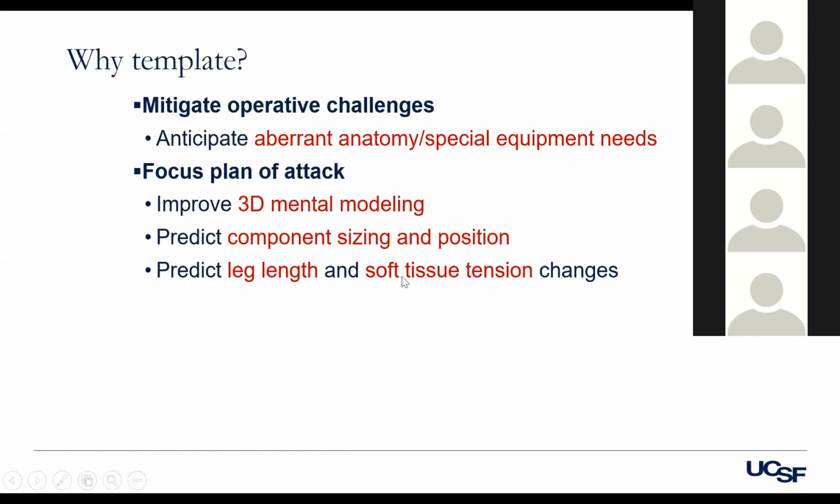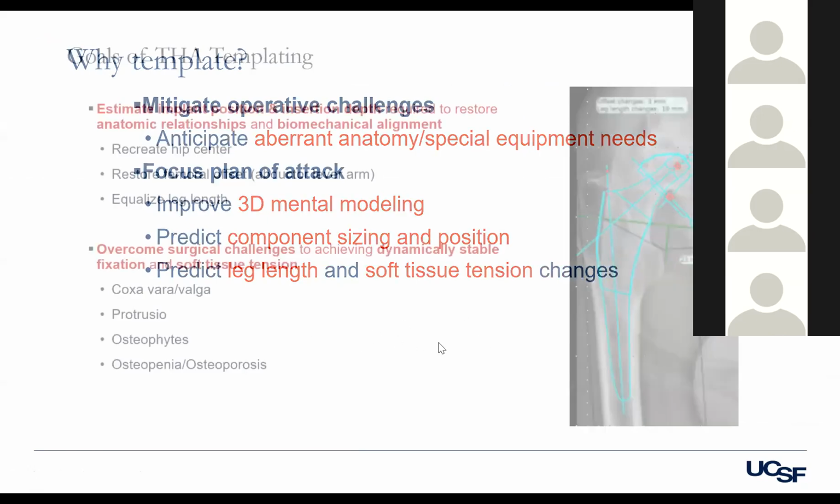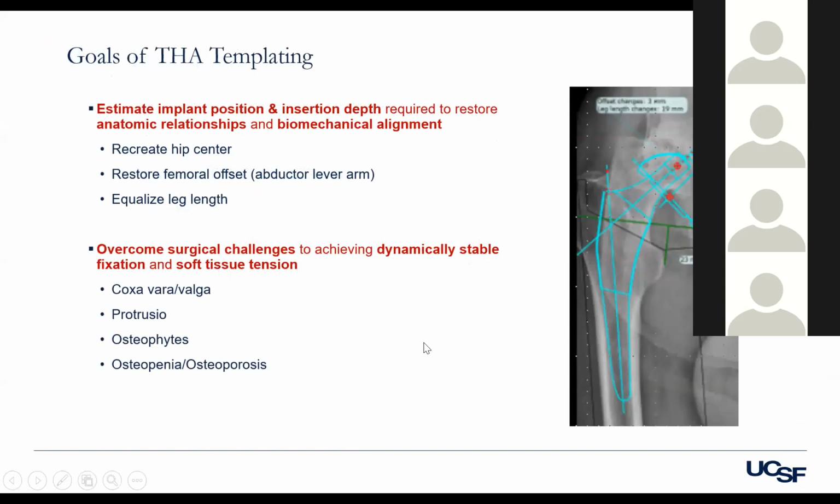Okay. So why do we template? Try to avoid problems in the OR. Try to anticipate weird anatomy, and then predicting our sizes. It's generally pretty accurate. With a digital template, you're usually within 2 sizes on the femur and 2 sizes on the acetabulum pretty much 95% of the time.